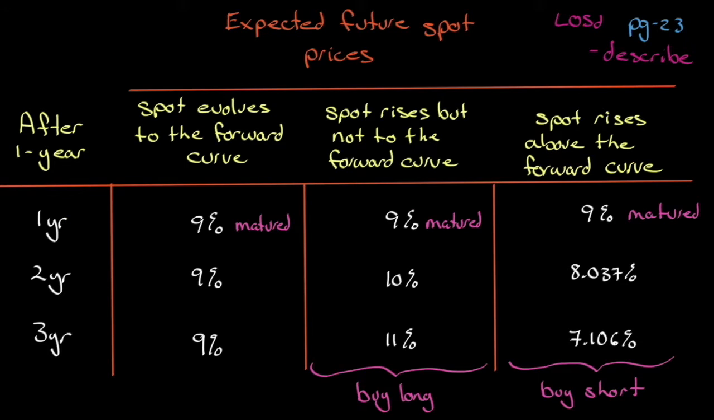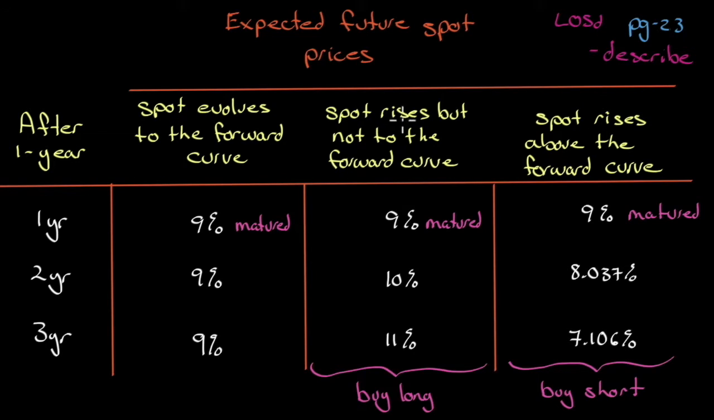Okay, so I made a nice little chart here that has everything in here. I'll explain the columns and then we'll do some narration here. This column means after 1 year, we're going to look at what happened to the 1 year zero, the 2 year zero, and the 3 year zero after 1 year has passed. This column means the spot evolves to the forward curve.